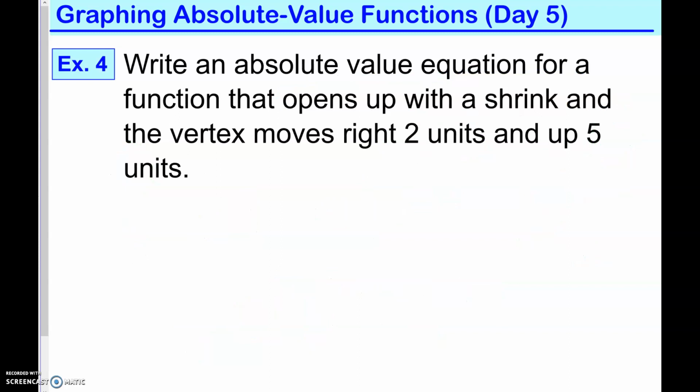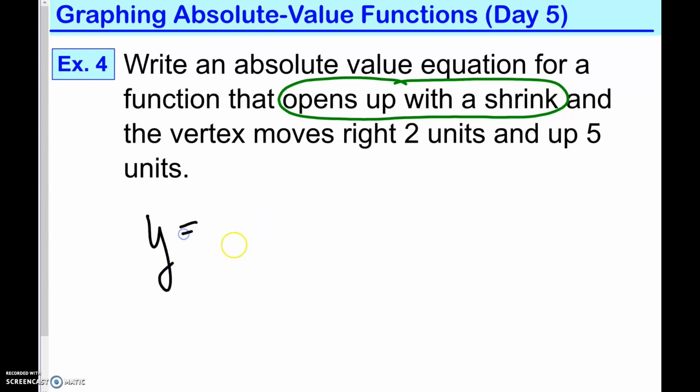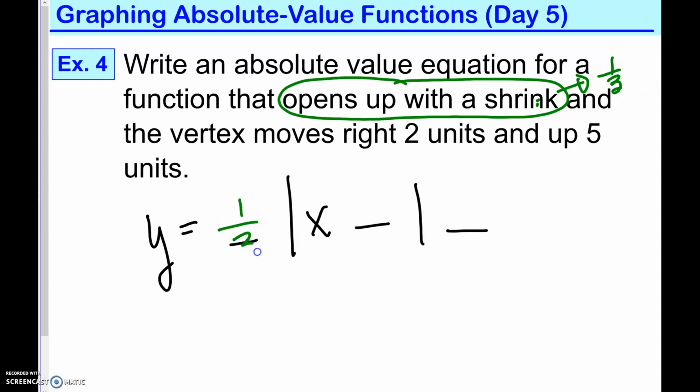All right, last one here. Write an absolute value equation for a function that opens up and is a shrink. Opens up and is a shrink. So y equals blank, and we have x blank blank. So my 3 blanks that I need to fill in: opens up with a shrink. Shrink means a fraction, so I'm just going to put 1/3 in there. Okay, up means this number, this green number, needs to be positive.